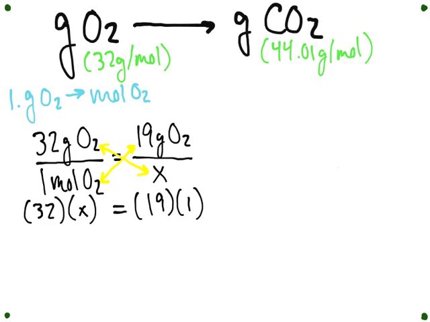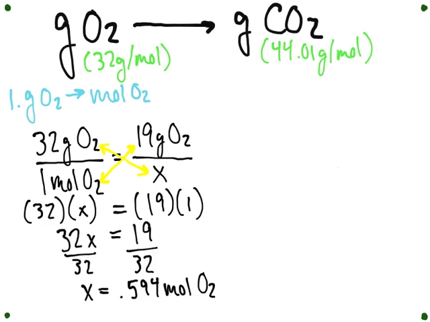We can multiply 32 and our unknown variable x and 1 and 19, cross-multiplication. We isolate the variable x and end up with 0.594 moles O2. So if there are 32 grams in 1 mole, 19 grams are in 0.594 moles. It's that simple. We'll be using this type of proportion method throughout all of our calculations, so remember this.